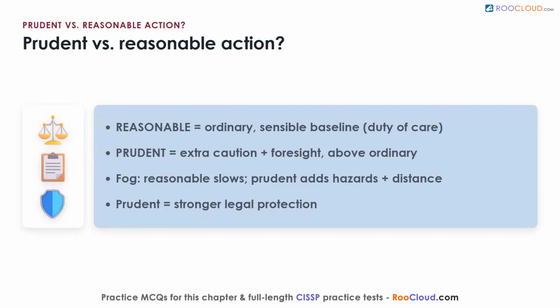What separates prudent action from reasonable action? The standard of care each one sets. Reasonable action is what an ordinary, sensible person would do in the same situation. It is the baseline, the threshold that shows you met your duty of care. Prudent action goes further, marked by extra caution, foresight, and precautions beyond the ordinary. Think of two drivers in fog. The reasonable one slows down; the prudent one slows down, turns on hazard lights, and increases following distance. In court, prudent choices offer stronger protection when a higher standard is expected.